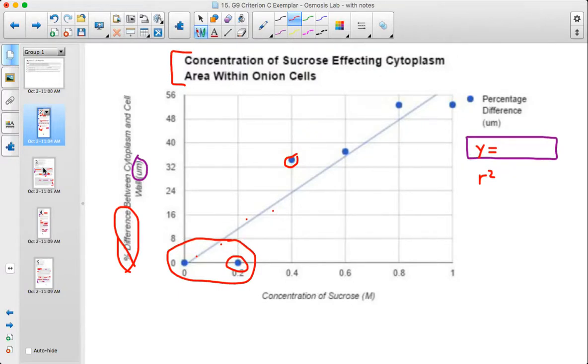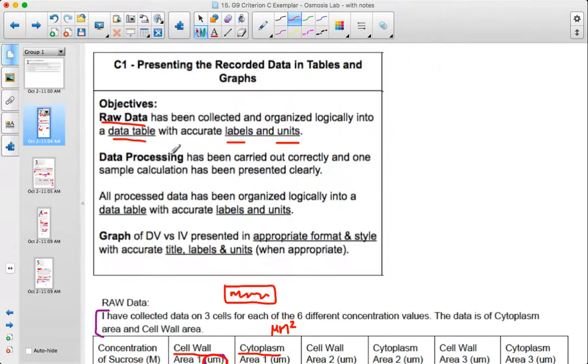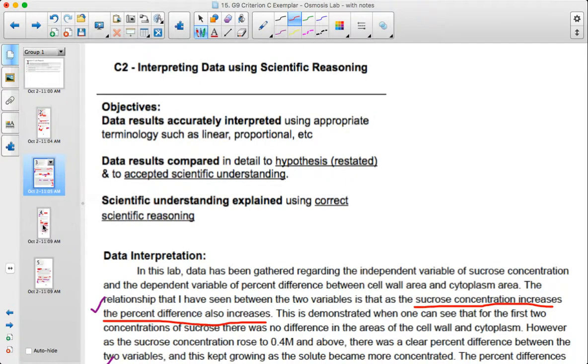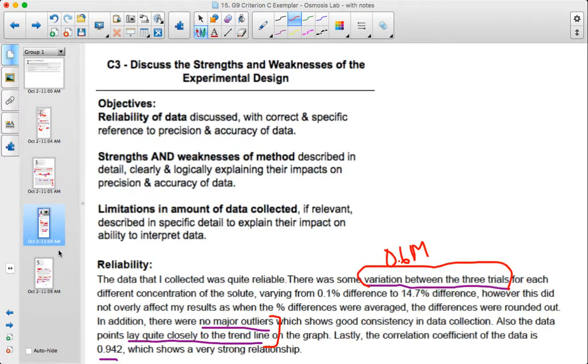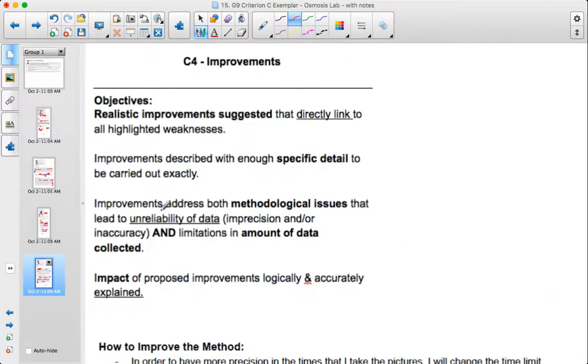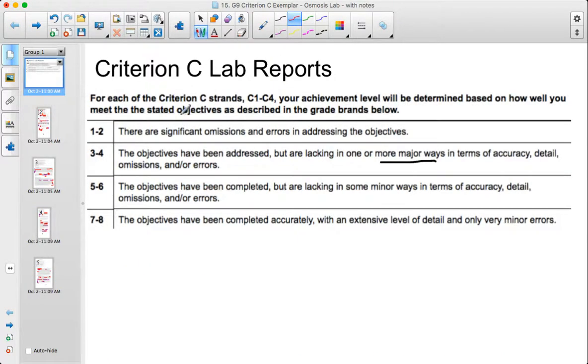So those are the 4 strands of the Criterion C criteria: presenting recorded and processed data with graphs, interpreting that data with scientific reasoning, assessing strengths and weaknesses in the design, and suggesting improvements. And the level of achievement is determined by how complete your writing is, how much detail you use, how accurate it is, and whether or not you are making a lot of errors.